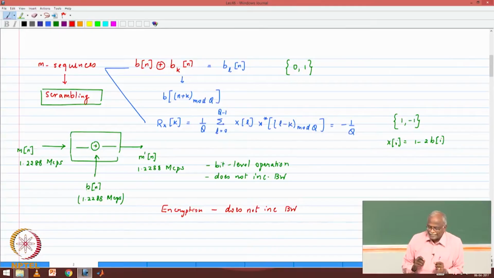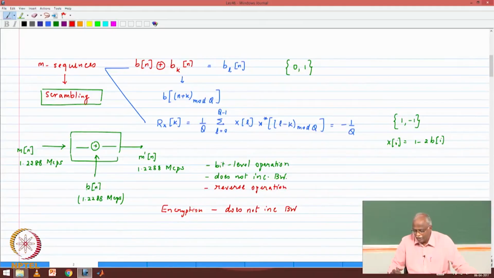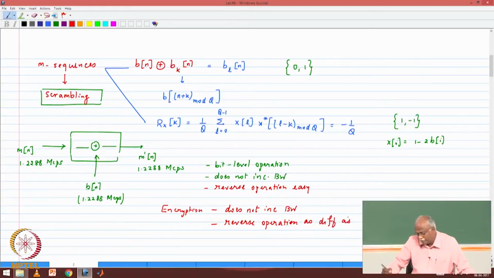Okay? Because scrambling, undoing the scrambling should be very easy, once you know the M sequence. So the reverse operation is easy for scrambling. If you know the M sequence, you just do it, whereas for the encryption, you want the reverse operation to be as hard as possible. Okay, so there is a fundamental difference. You want to make it as difficult as possible, so that unwanted users may not have access to the information.